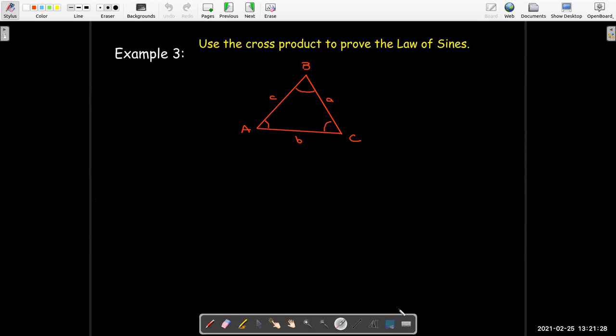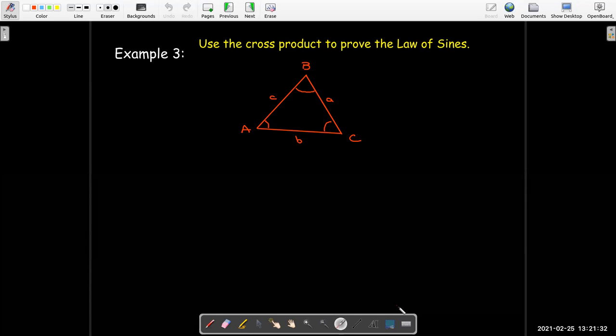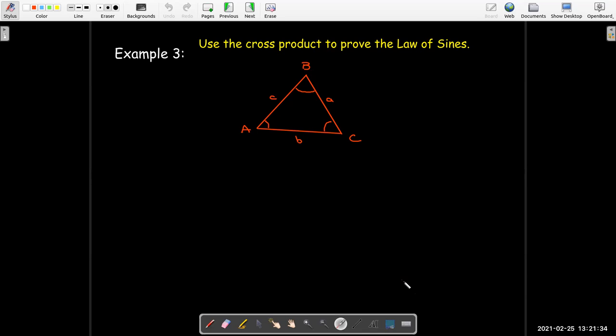So in our last example, we're going to use the cross product to prove the law of sines. Okay, so let's think back to trig. What is the law of sines? Usually you have a triangle drawn this way where the angles are represented by uppercase letters and the lengths of the opposite sides have the corresponding lowercase letters.